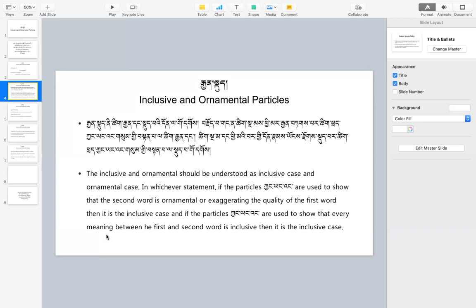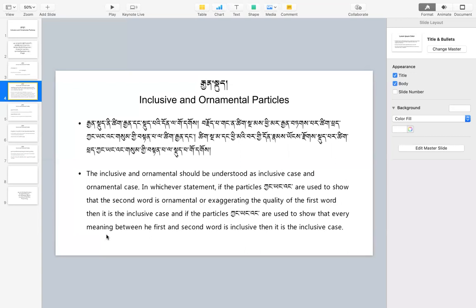So, Jeba Khana, Sig Name, Shimmer, Gan Tower, Sig Kyang Yang Ansum Ki Tempala, Sigan. Jeba Khana means in whichever statement. It could be any of the statements. So the criteria for a statement to be a statement of inclusive usage case is that in any statement in which the particles kyang, yang, hang are used to show that the second word is ornamental or exaggerating the quality of the first word, then it is the inclusive case.